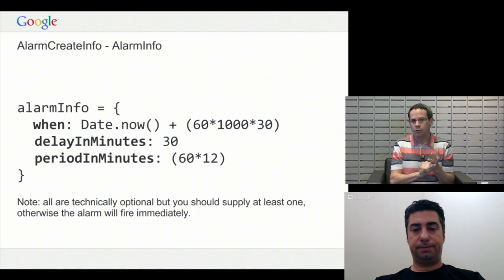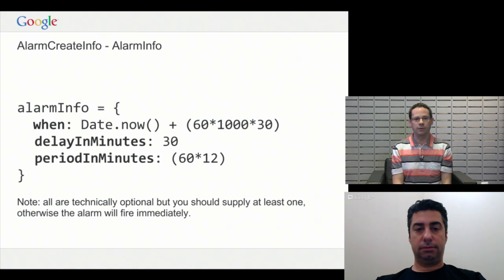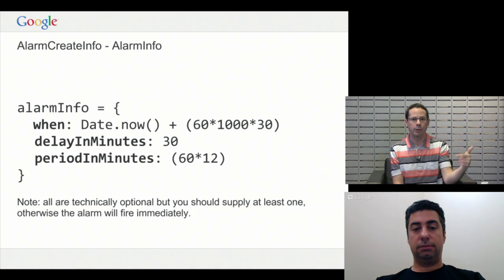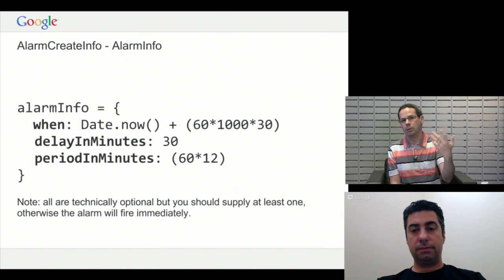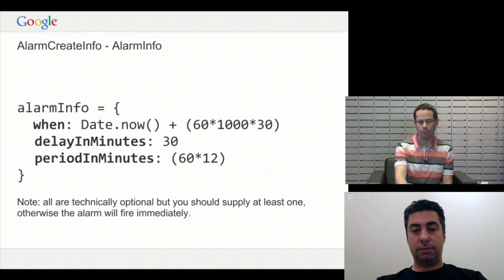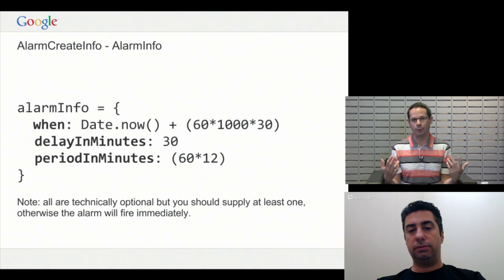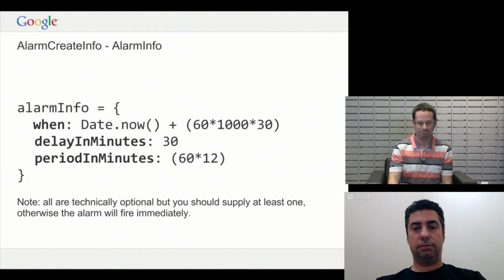You can also do two of them, so you could say when plus period, or delayInMinutes plus period. So you could say, I want you to fire this event in 30 minutes, and then wait 30 minutes and fire it again, and fire it again. That way you can have that recurring, go check to see if there's any new data, or maybe go and do something else with that. Like I said, they're all optional, but you should provide at least one. If you don't provide anything, the alarm just fires right away, which is kind of pointless.